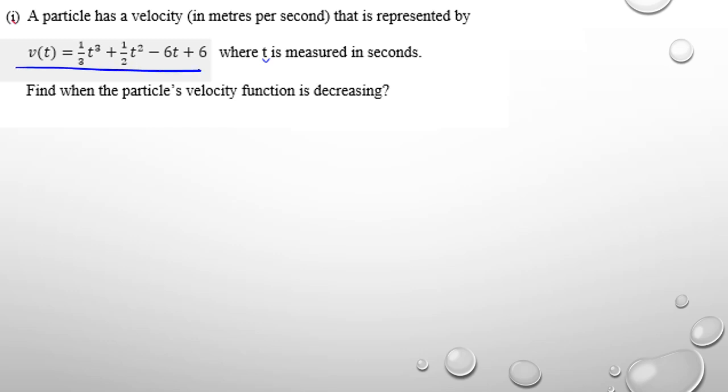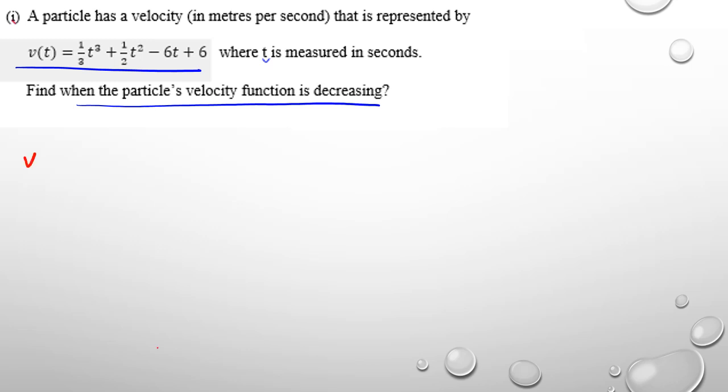Now the next question: they give you the velocity function of a particle where t is measured in seconds. Find when the particle velocity is decreasing. So you want when the velocity is decreasing, which means the particle is decelerating, so the speed is decreasing and you're slowing down. So you will differentiate, because the acceleration comes from differentiating the velocity function.